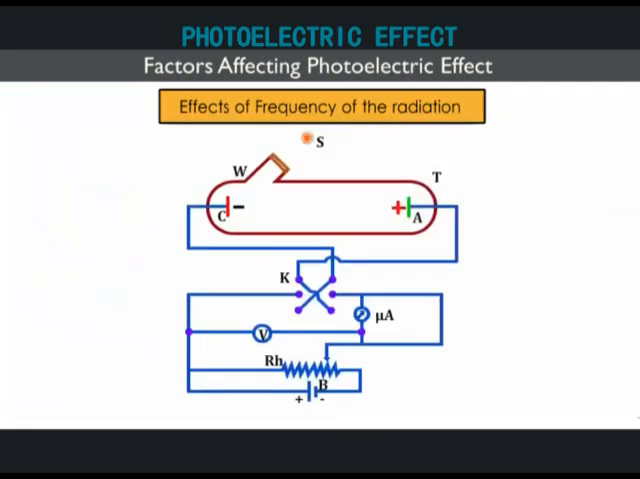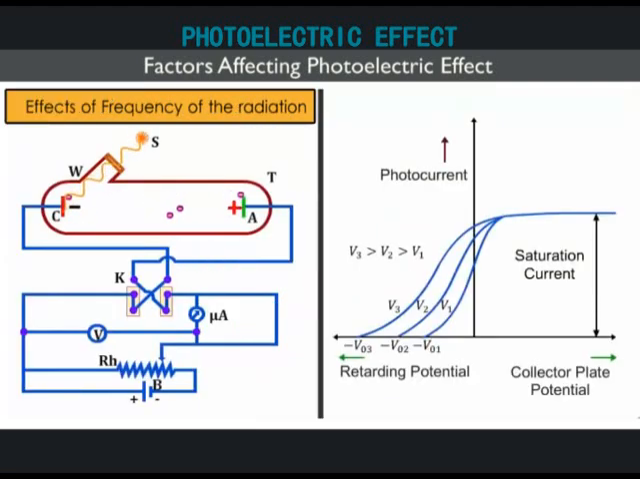Third factor is frequency of the radiation. When radiation of increasing frequency of same intensity is incident on the emitter, the number of photons incident per second is the same, and hence the number of electrons emitted per second will be the same. Therefore, the saturation current is observed to be the same, although the stopping potentials are observed to be increasing. As the frequency of radiation increases, V0 increases as well.